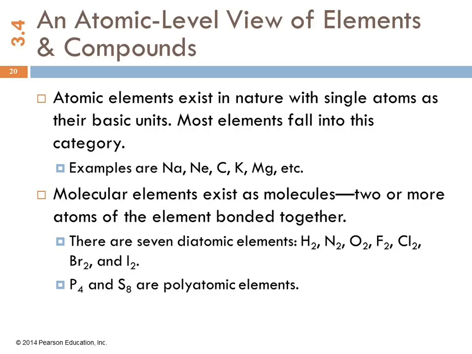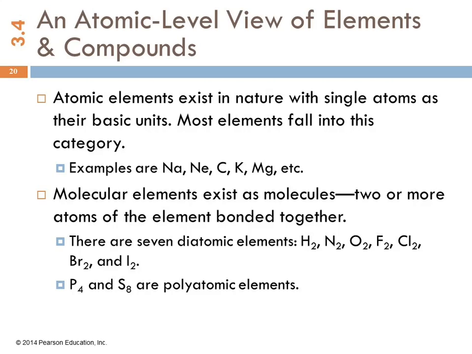So most elements that exist in nature have single atoms as their basic units. So atomic elements are most of the elements that are in nature, such as sodium, neon, these guys. But there's a group of elements that exist as molecules. There are the 7 diatomic elements, and then we've got phosphorus and sulfur. So these guys we need to memorize. Hydrogen, nitrogen, oxygen, fluorine, chlorine, bromine, and iodine. Those are all diatomic, and then phosphorus and sulfur are weird.